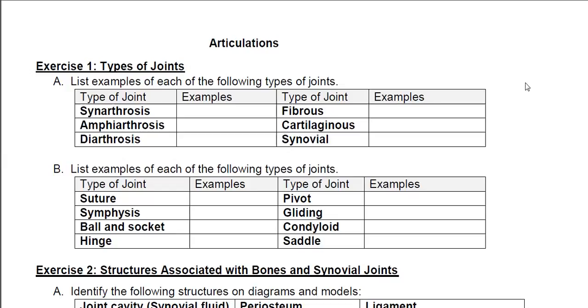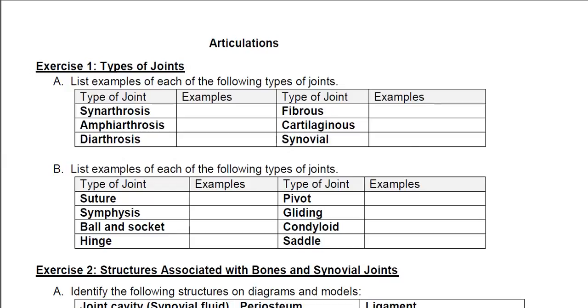And so table A here has some generic types of joints, and then you need to give examples of more specific types of joints. So for example, the example for synarthrosis would be a suture. So go ahead and fill in the rest of the table. And then B gets even more specific. So this is where can you find these in the body. So for example, an example of a suture is a skull suture.